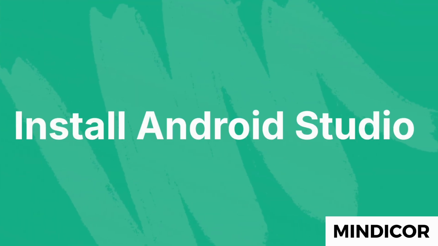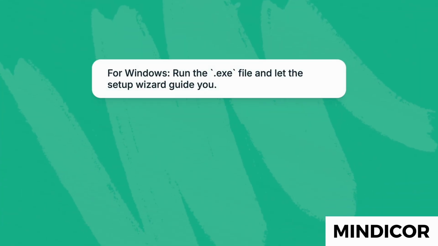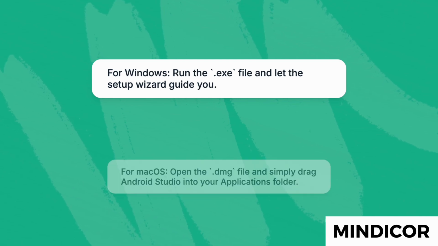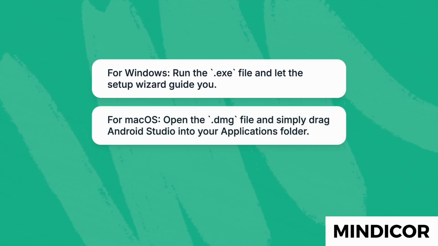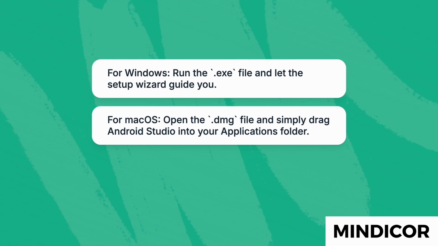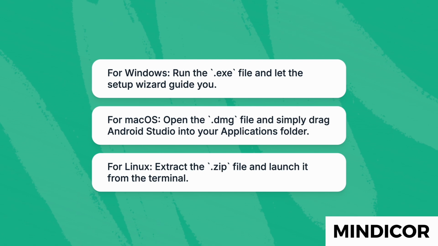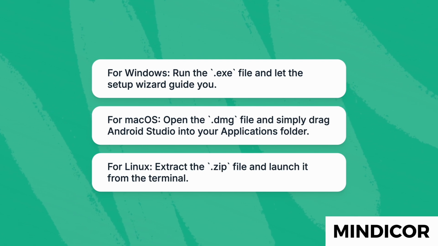Install Android Studio. Once the installer is downloaded, follow these steps. For Windows, run the .exe file and let the setup wizard guide you. For macOS, open the .dmg file and simply drag Android Studio into your Applications folder. For Linux, extract the .zip file and launch it from the terminal.